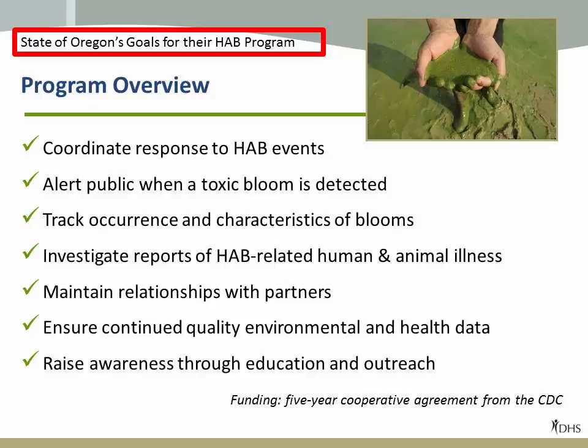As an example, in Oregon, they had a HAB program that was funded from this 5-year cooperative agreement with CDC. They were one of the 11 states in that program. California was not. Their program overview was coordinating response to HAB events, alerting public when a toxic bloom is detected, tracking occurrence and characteristics of the bloom, investigating reports of HAB-related human and animal illnesses, maintaining relationship with the partners, ensuring continued quality environmental health data, and raising awareness through education. Those are logical things that you would have as goals.